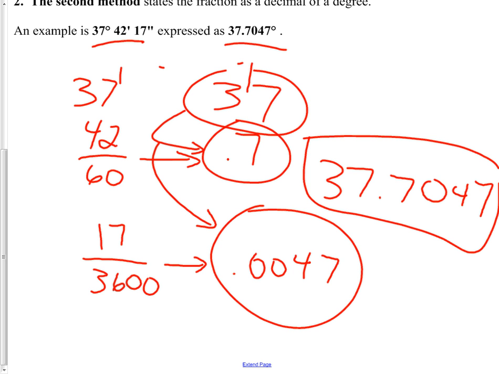All right. So let's actually do one of these things. 28 degrees, 13 minutes and 4 seconds. Would you please change that over to a big old decimal? Definitely use your calculator.